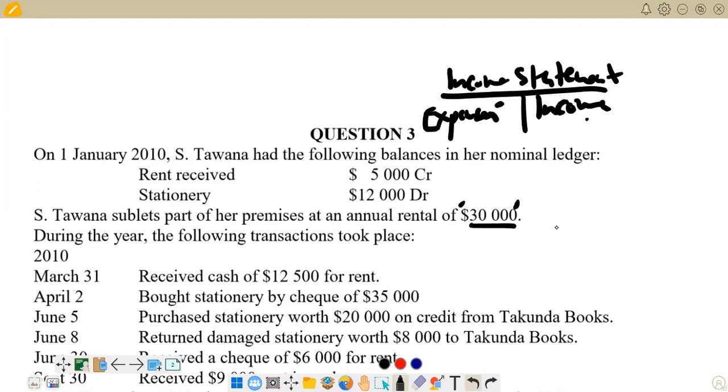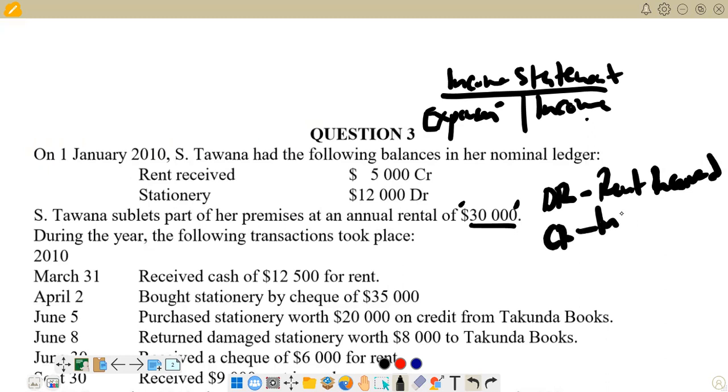So that's what we have in terms of this transaction. So we should record that 30,000 in terms of what was supposed to be received. So what it means, our double entry of that 30,000, we are going to debit the rent receipts, and then we are going to credit our income statement. So that's what we have in terms of this treatment of this 30,000.